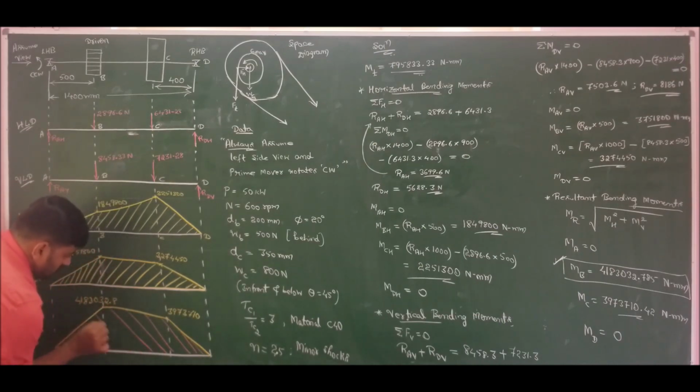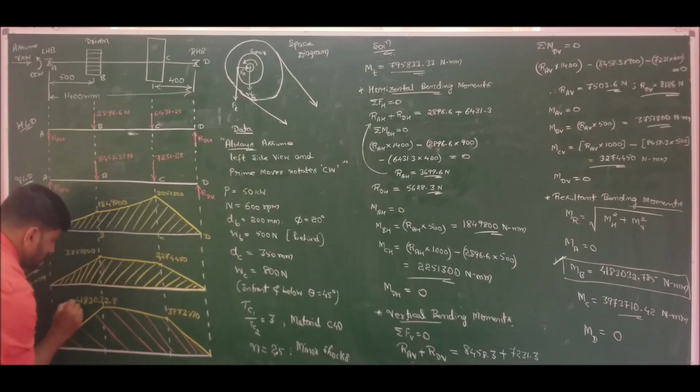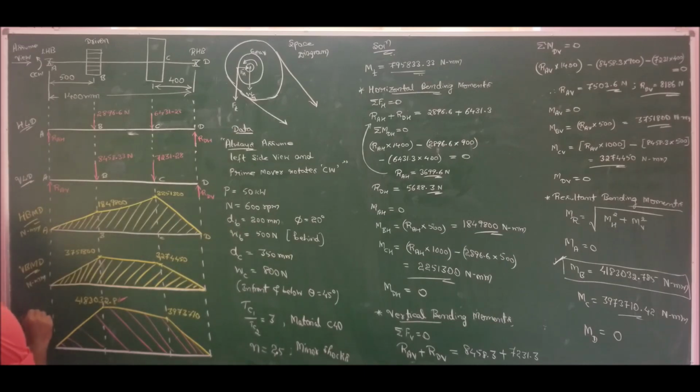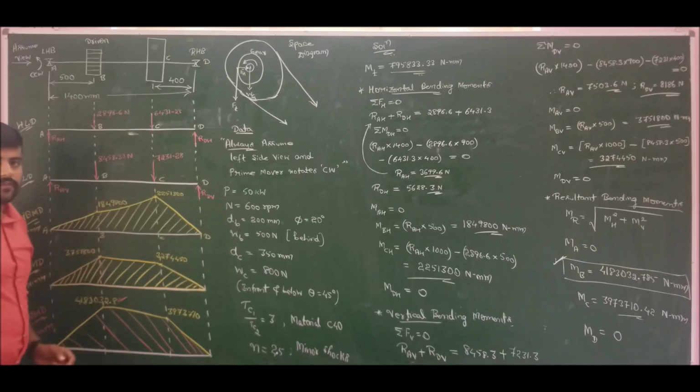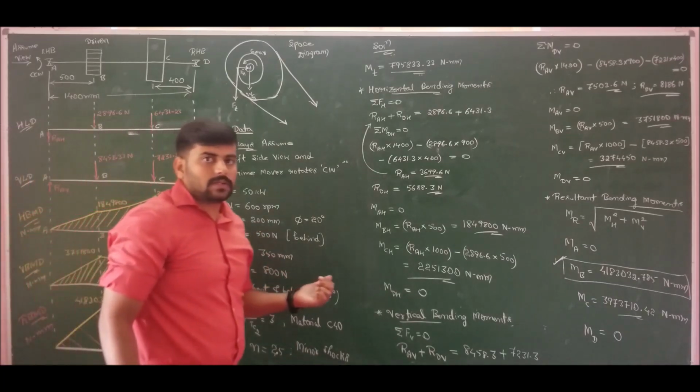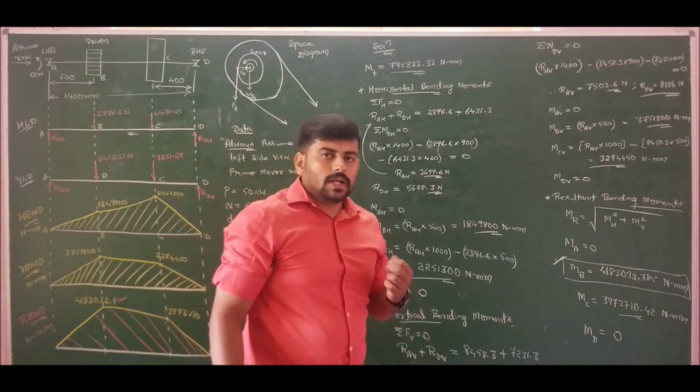from which we have noted down this as the maximum. So this is the resultant bending moment diagram in Newton millimeters. Let me pause this video for a while so that you people can copy it down. Next we will solve for diameter required.